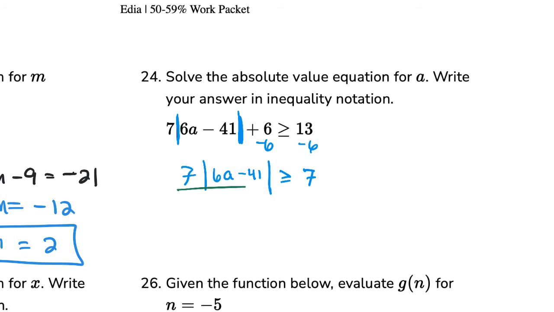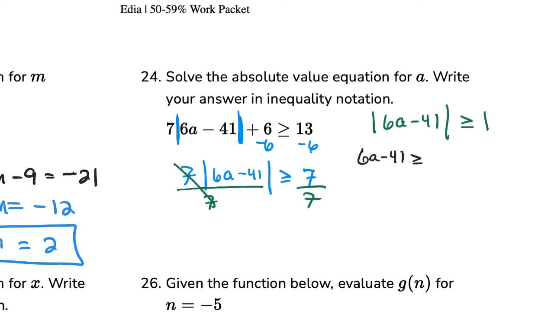Now we gotta divide away the 7. And I get the absolute value of 6a minus 41 is greater than or equal to 1. Two equations now. 6a minus 41 could be greater than 1. It'd be more than 1 unit away from 0 then. Or 6a minus 41 could be less than or equal to negative 1. You got to flip it and change the sign.